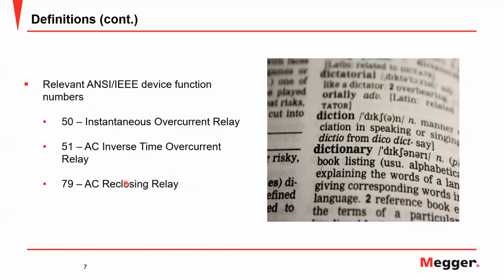ANSI numbers that we'll be using relevant to this presentation: 50 is an instantaneous overcurrent relay, 51 is a time overcurrent relay, and 79 is a reclosing relay.